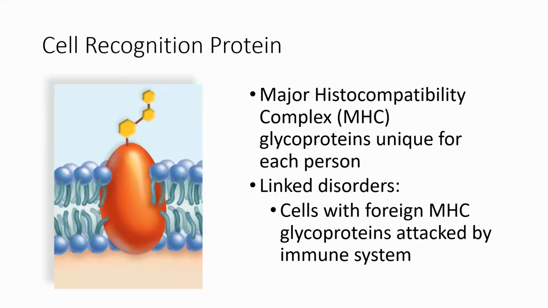There are cell recognition proteins. These are glycoproteins, so they're proteins with a carbohydrate or sugar attached. They're those Frankenstein molecules that are made up of more than one type of biomolecule. Here is the glyco part of this protein, and a very important set of the cell recognition proteins in humans is the major histocompatibility complex, or the MHC, which is basically how your immune system recognizes your cells as not foreign invaders. And any cell that's introduced with MHC proteins that are not recognized by your immune system will be attacked and killed by it.